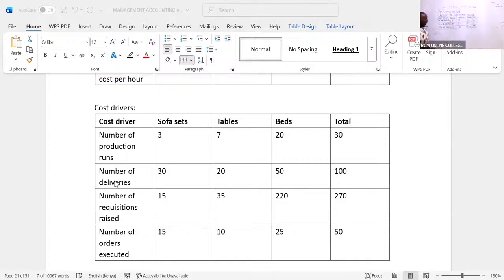And then, ladies and gentlemen, after that, we have number of orders executed. Number of orders executed, we have 15, 10, 25. Giving us what at the end of the day? 50 here.